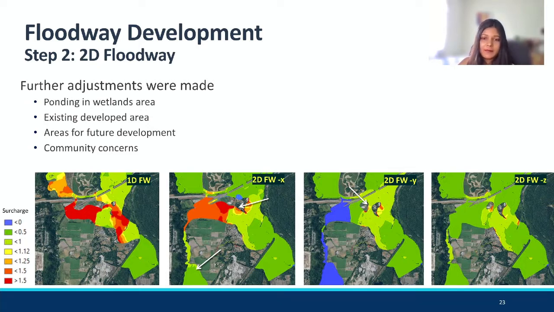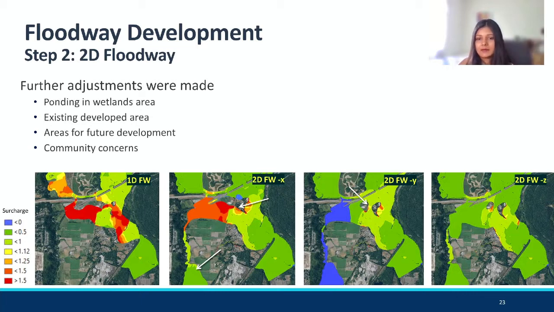So we added that back in the floodway model, and you can see how the surcharges improved a lot. You can see the blue color is the negative surcharge, and we saw the velocities increased in this iteration. And when we were doing this, negative surcharges were still questionable, and so we also went through some other iterations and we finalized our floodway.